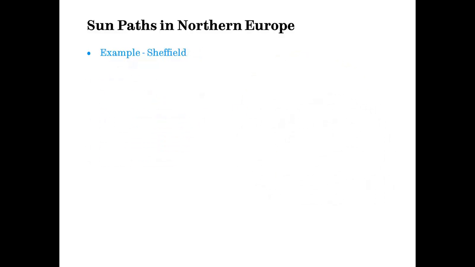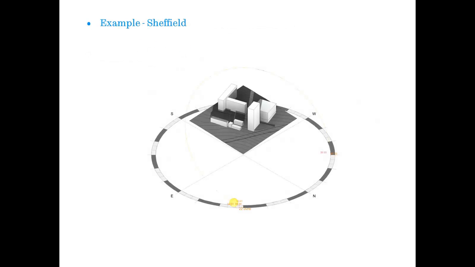Let's have a look at an example. Let's look at Sheffield. So here's our site. This is the Arts Tower. That's the Arts Tower forecourt. And what we're going to do now is just have a look at how that sun tracks around that site, just to try and get a familiarity with it.